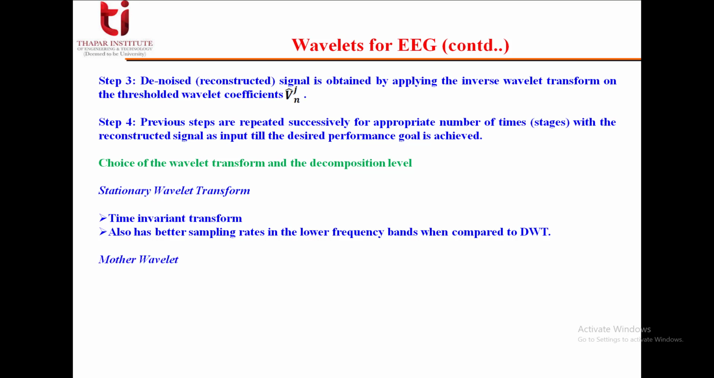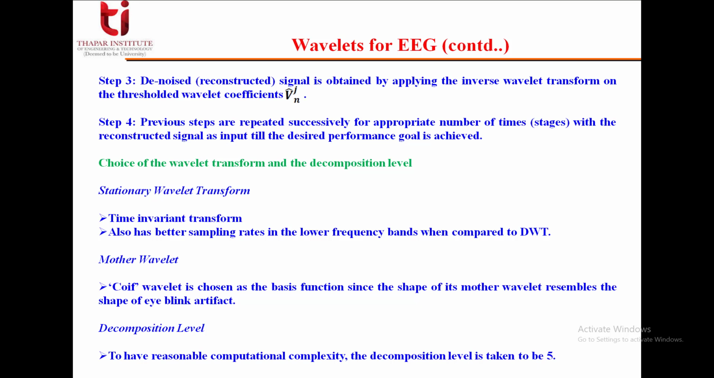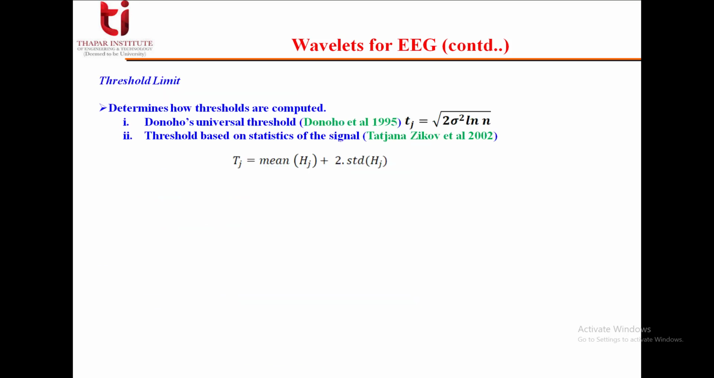Mother wavelet, how can we choose the mother wavelet? So the coif wavelet is chosen as the basis function since the shape of its mother wavelet resembles the shape of the eye blink artifact, that is mainly for ocular artifacts. Now decomposition level, to have reasonable computational complexity, the decomposition level is taken to be 5.